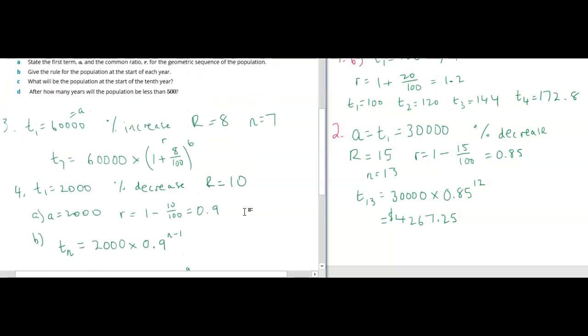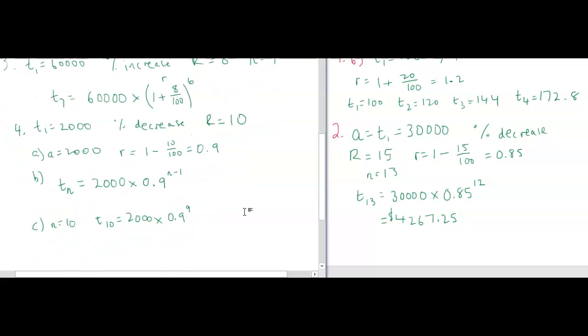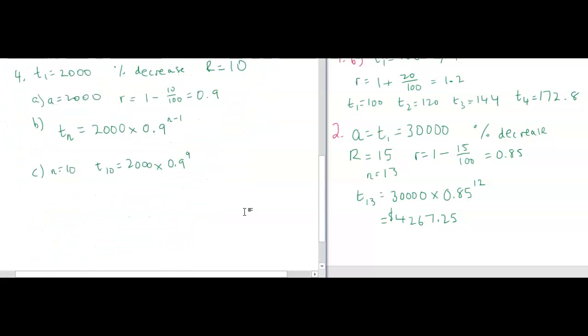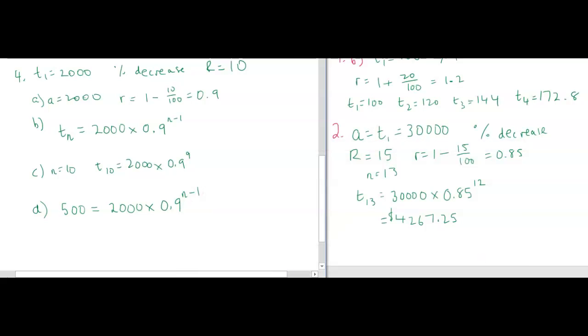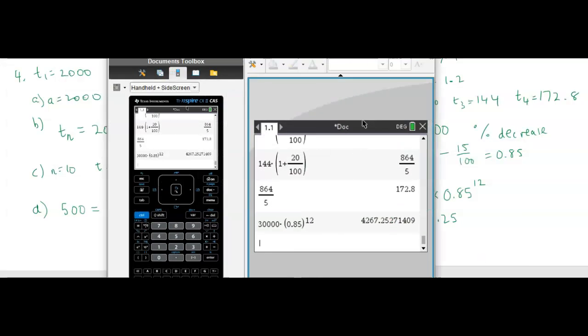Question D, after how many years will the population be less than 500? So you can, girls, just do solve on your calculator, or you can just keep pressing enter on your calculator. So we want to know n when the term is 500. So 2000 times 0.9 to the power of n minus 1. So you can use solve on your calculator. Oops, sorry, that's not what we wanted. All these blue icons all look the same.